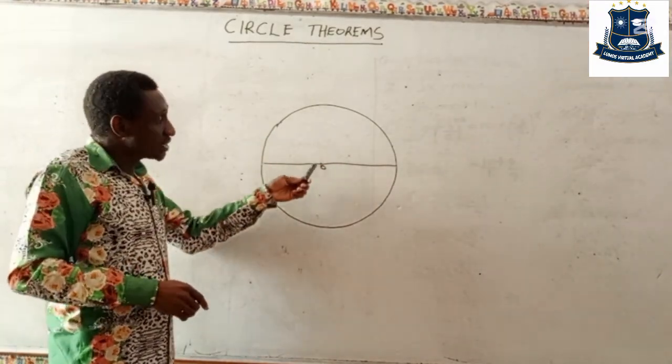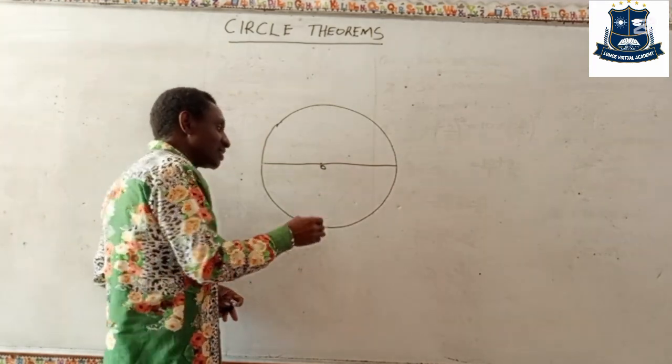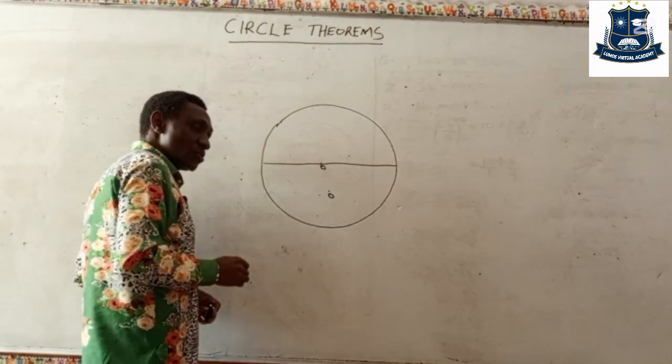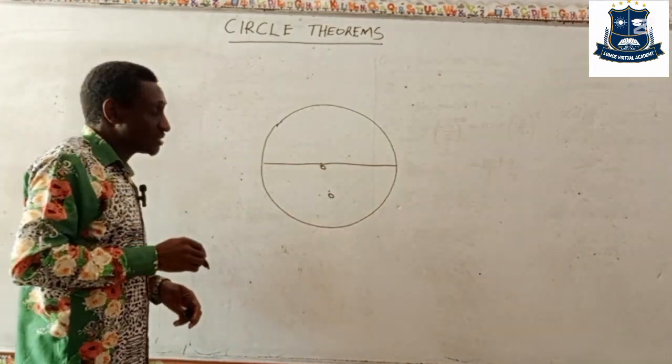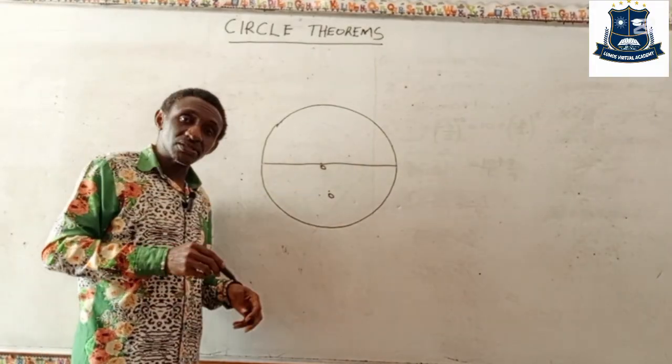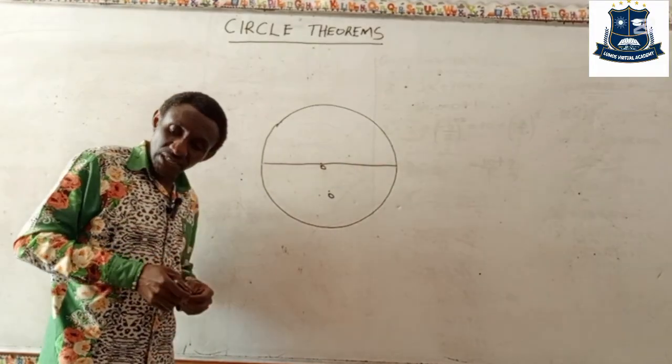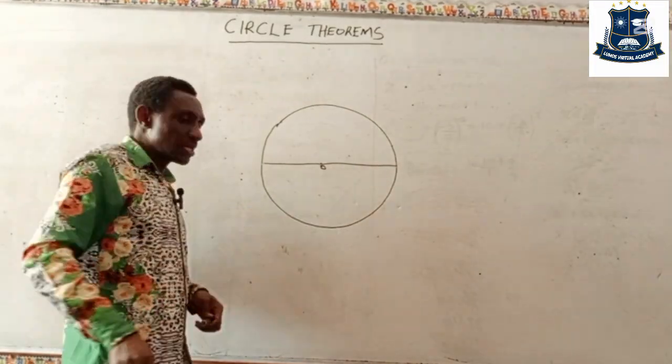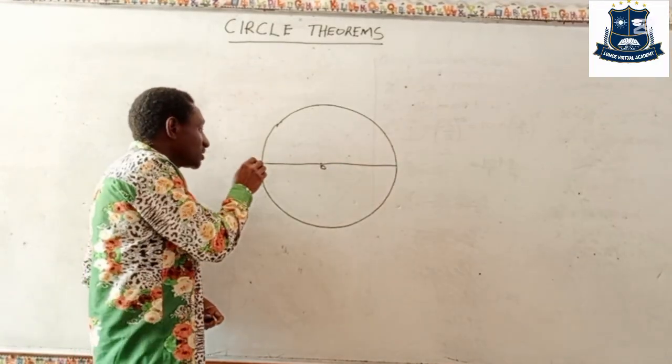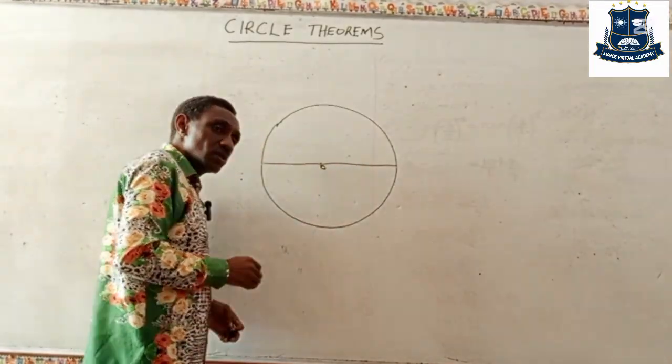Even if it doesn't look like that's where the center is, even if in your diagram this is where the O is and it doesn't look like the center, any line that passes through where the O is, is a diameter. So you take note of that as well. A diameter, like we know, is a line that moves from the circumference, passes through the center, and then goes back to the circumference.